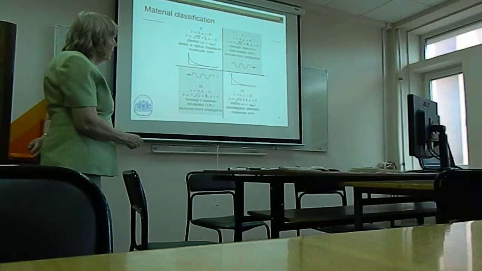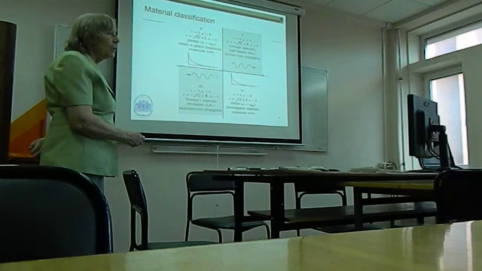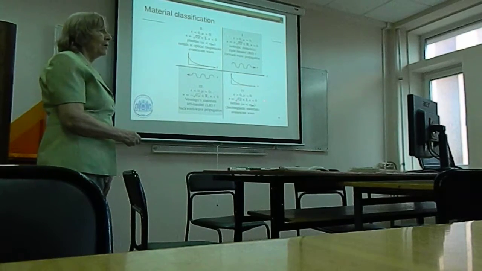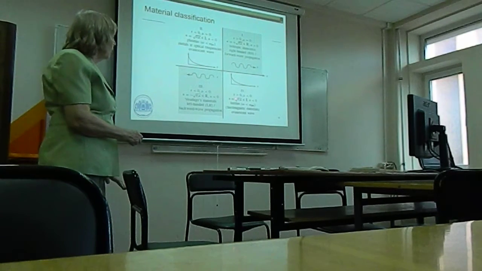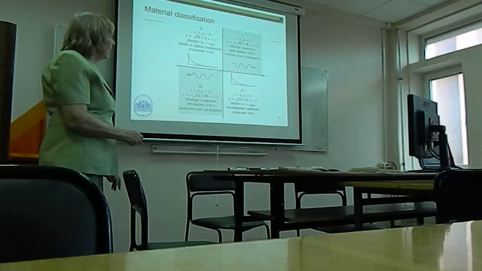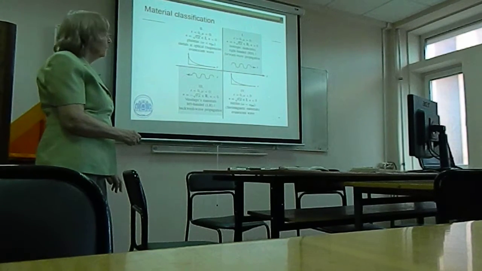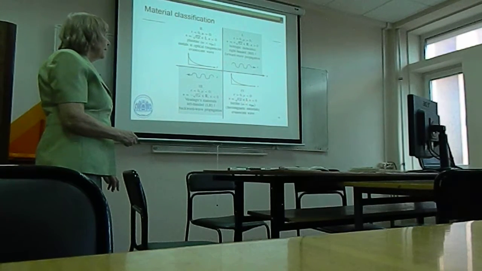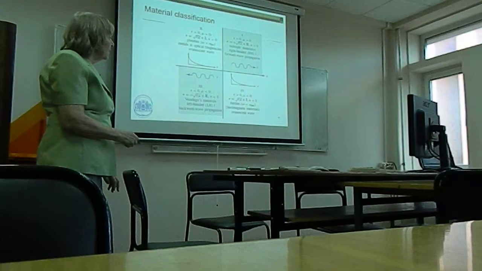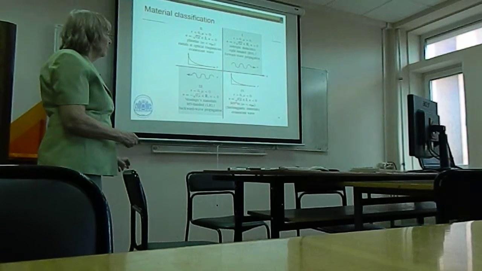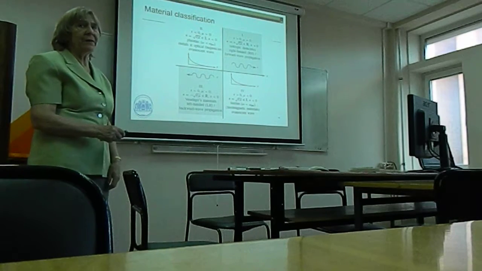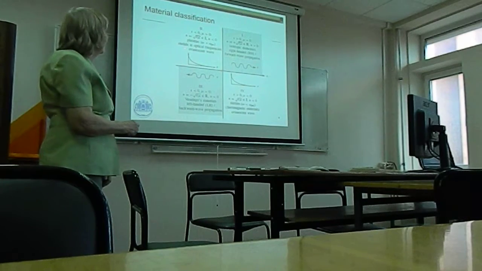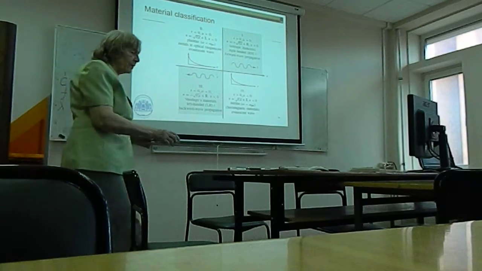The same in case only mu is negative and epsilon is positive. Again, we have single negative structure or single negative material. Again, there is no propagation. The electromagnetic wave is evanescent. It can be observed in normal materials in a very narrow frequency range, for example, for ferrites. The same may be observed for ferroelectrics in a very narrow frequency range.